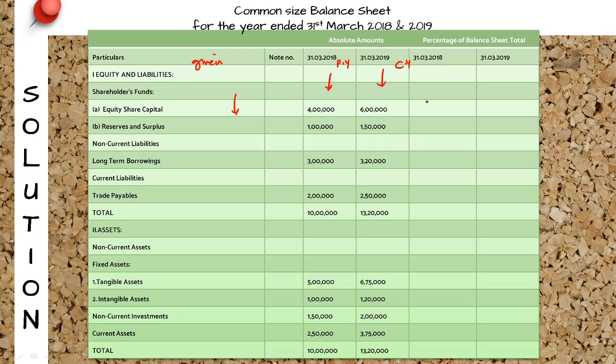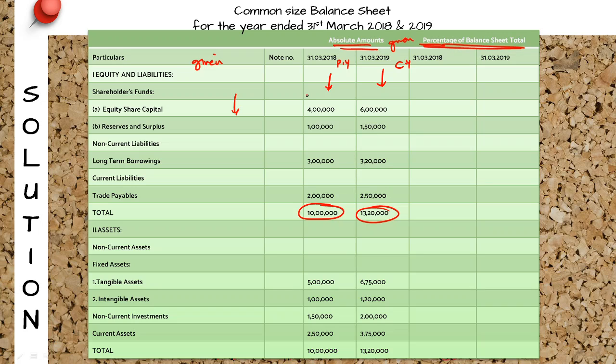Okay, now what is the next step? The next step is, the absolute amounts are given to us in the question, right? We need to calculate the percentage of balance sheet total. Now let's identify the balance sheet total. We have 10 lakh and we have 13 lakh 20,000. 10 lakh for the year 2018 and 13 lakh 20,000 for the year 2019. So now we need to calculate the percentage of every element that is given in the balance sheet with respect to the balance sheet total.